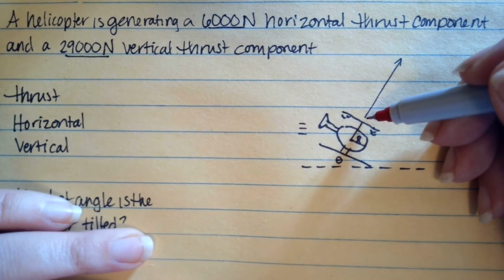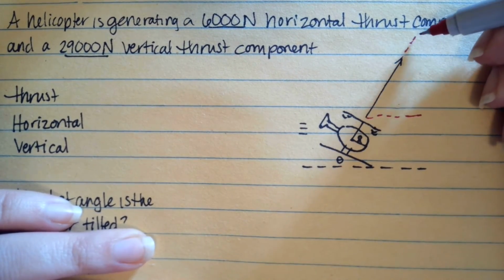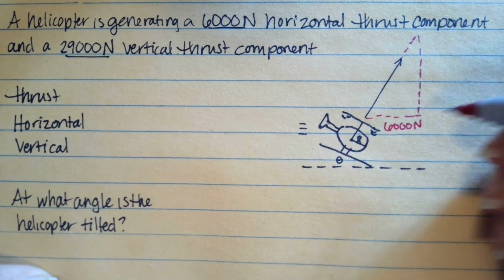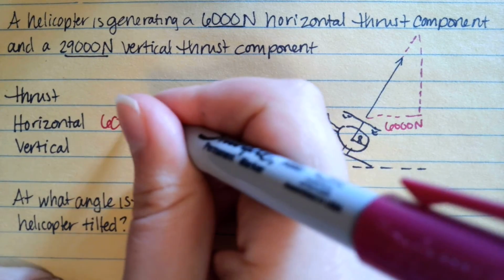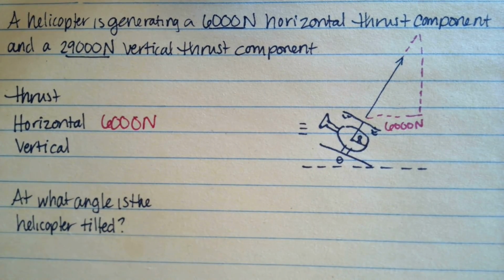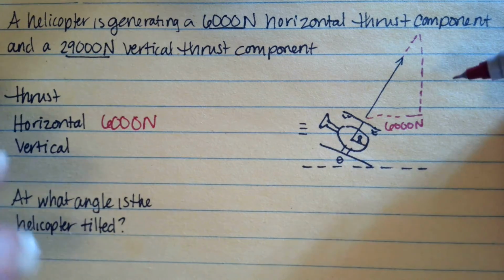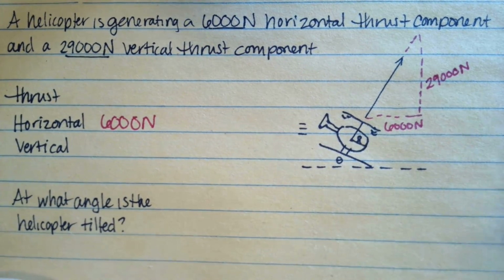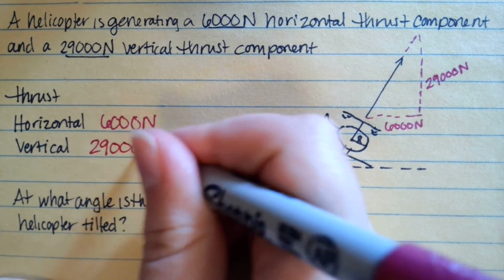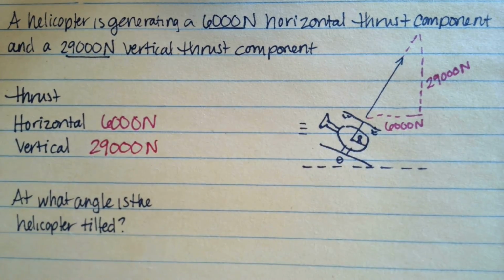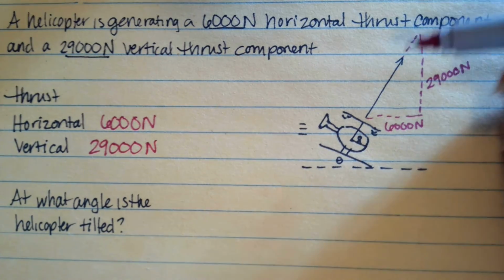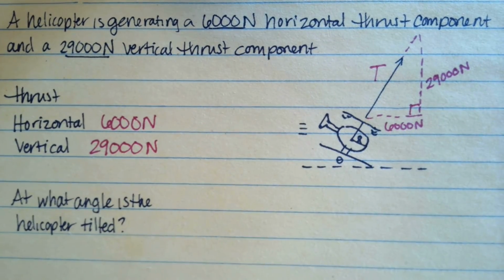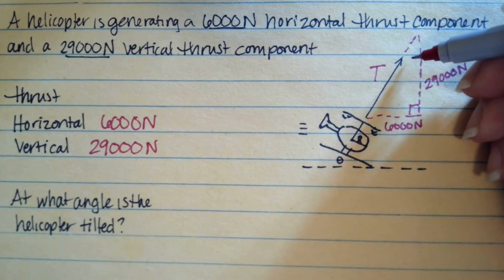So let me make our little triangle here. 6,000 newtons is horizontal, so that's going right here, and I'm going to write that in here. 6,000 newtons horizontal thrust, and a 29,000 newton vertical thrust. Wow, this one's nice because it's giving us a lot of information. So 29,000 newtons vertical. So we want to find this. Now this is our thrust, and we have a right triangle here. By the way, this theta goes up there.